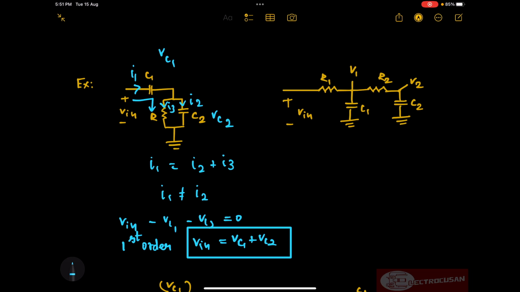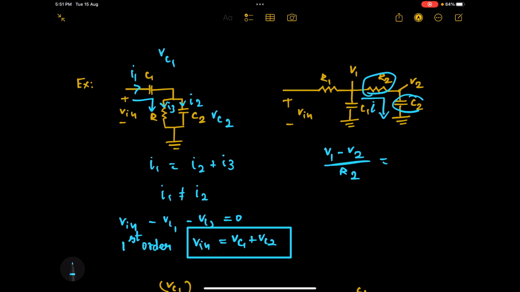Just consider this branch of this circuit. We'll assume the current flowing through this branch is I. What are the different ways in which you can write I? We can write I based on this resistance and this capacitance. Based on the resistance, the current is given by V1 minus V2 divided by R2. This same current flows through the capacitance as well. In case of a capacitance, the current can be written from Q equal to CV. When we differentiate with respect to time, this becomes I is equal to C times dV by dt.